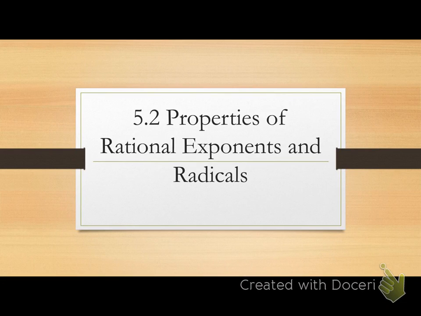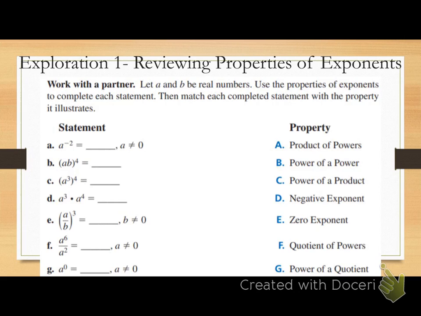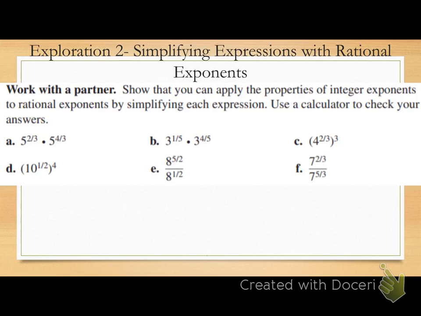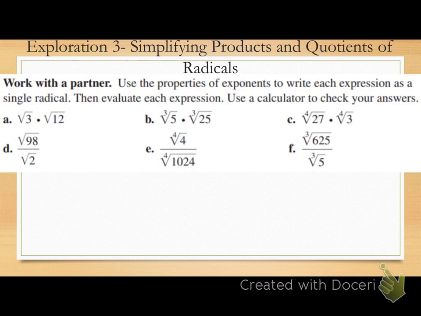So 5-2, we started this on Tuesday. We made it through all the explorations, correct? Yeah. Made it through exploration 1, exploration 2, and exploration 3, and that's where we stopped, right? We got to the formula. Yes, yes. So we're going to copy it down.